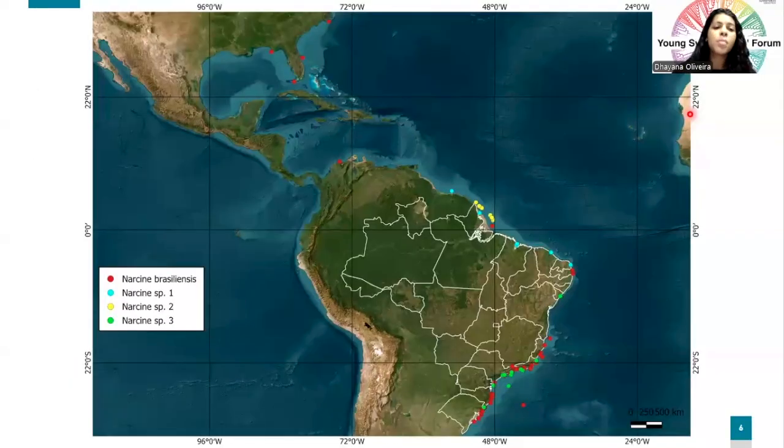And to visually sum up, here's a map of the updated geographical distribution of species of Narcine from the Southwestern Atlantic Ocean.